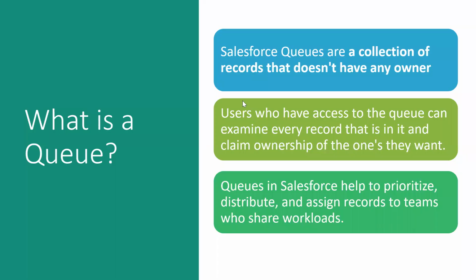This queue definition I will change. I got this from the internet actually. So for Salesforce queues, I mentioned it like a collection of records that doesn't have any owner. I'll change that. It's a collection of members and all. Then users who have access to the queue can examine every record that is in it and claim ownership of the ones they want. That I'll show you just now. Then queues in Salesforce help to prioritize.